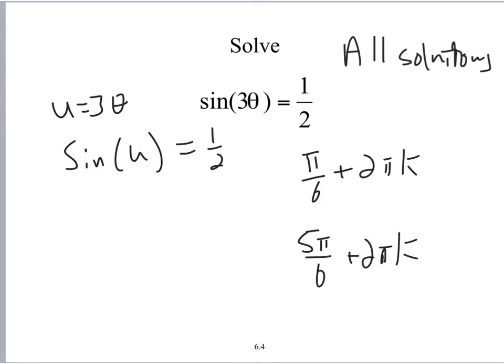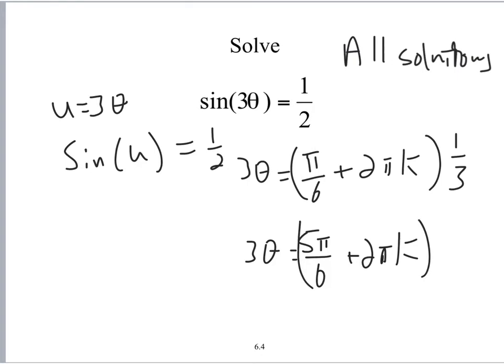Now that was when it was just theta, but we have 3 times theta. So we can divide both sides by 3, which means we're going to multiply. I think it's easier to think of this as multiplying both of these by 1/3. So that'll become 5 pi over 18 plus 2 pi over 3 k, and this will become 1 pi over 18 plus 2 pi over 3 k.